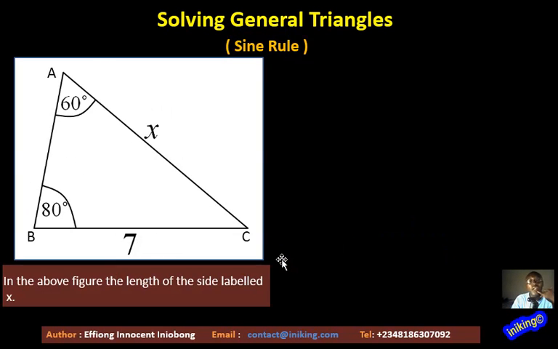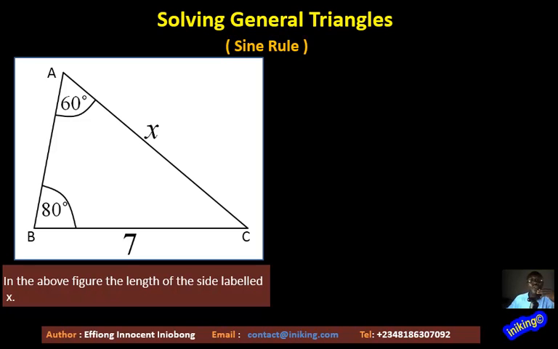On the screen here, we have a triangle ABC. We are told that in the figure above, we should find the length of the side labeled x. If I am to go about solving this, I look at this triangle carefully, and I notice that there is no angle that is 90 degrees. I say, oh no, I cannot use Pythagoras theorem, neither can I use SOHCAHTOA, the trigonometrical ratios. Then I have to look at the sine rule or even the cosine rule. Right now, let's consider the sine rule.